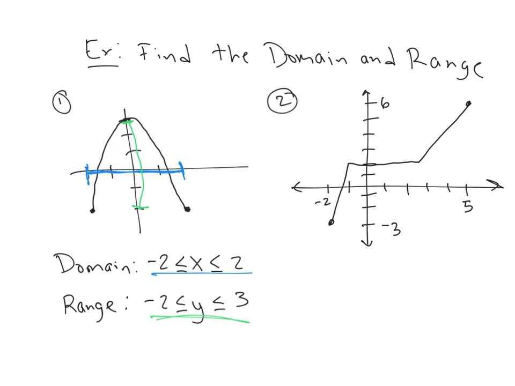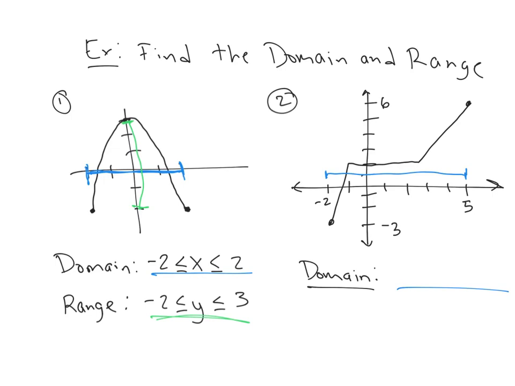Here's the last one for you to try. Let's start with the domain. So I have a function here in number 2. I'm going to start with the domain. So the domain on this one, the key numbers here are -2, -3, 6, and 5. So I need to start by thinking about the domain on this function. Enter your answer when you're ready.